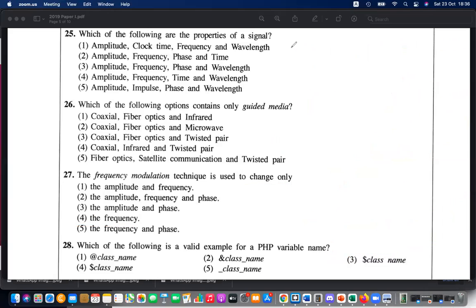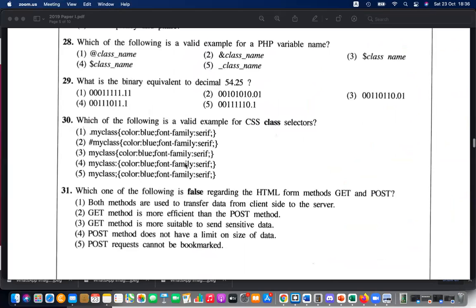Okay, I'll give you some time to calculate the next few answers. Questions 28 to 31. Please send the answers quickly.